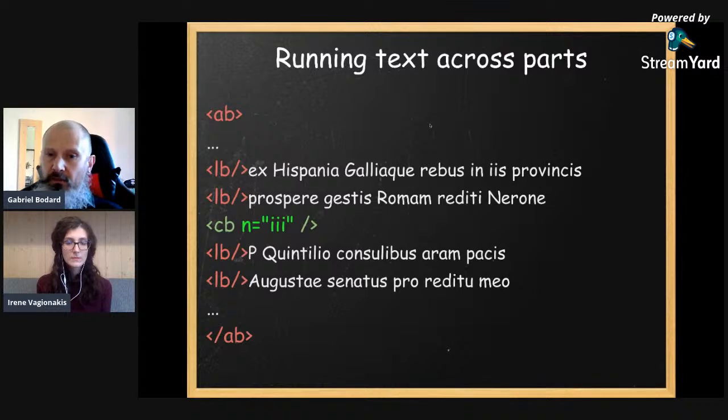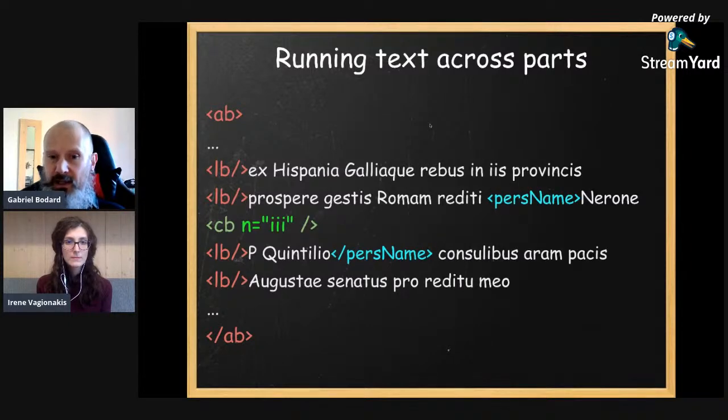You can have a column beginning that appears mid-sentence if you're interested in encoding the semantic structure in any way. Or, as in this case, it can appear in the middle of a name. If we had divided this into two individual divisions, we couldn't encode Nero P. Quintilius as a single person name, because we would have had those overlapping XML tags, which would have caused a problem for us. And column beginnings can even appear occasionally within a single word, right?